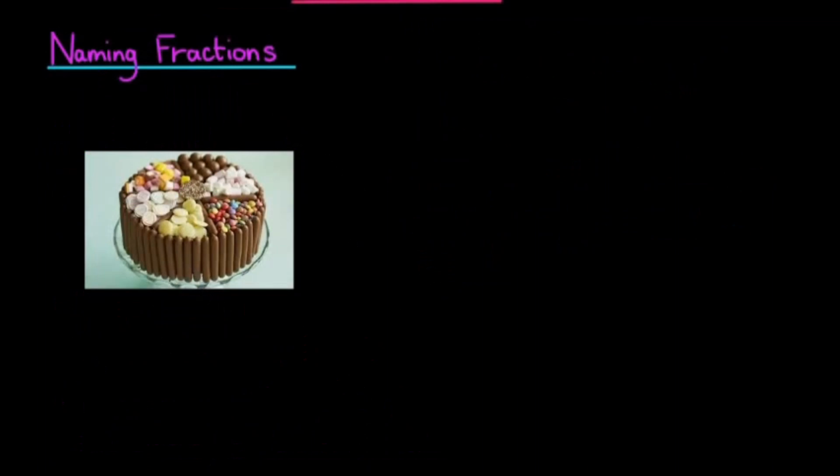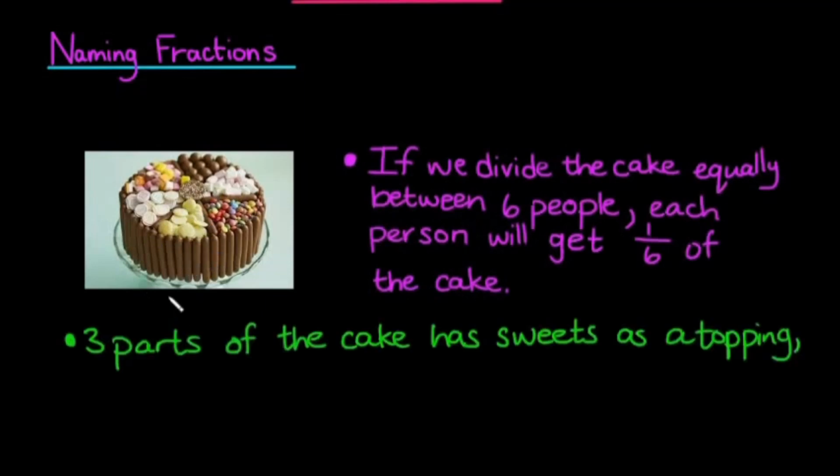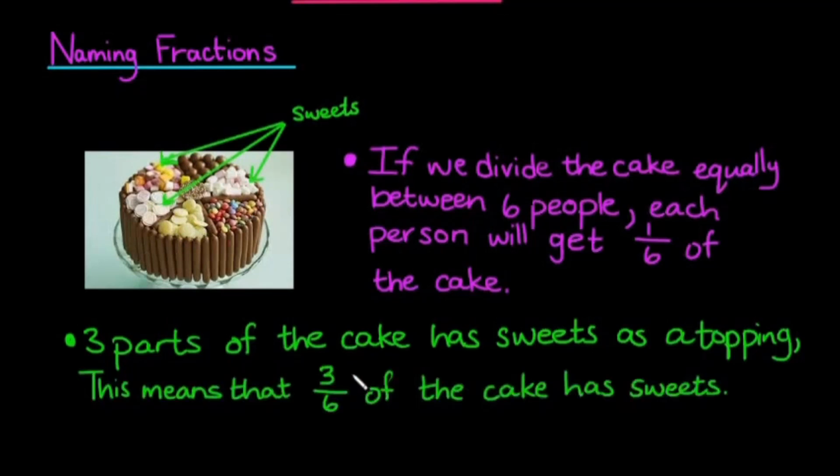So we can see that we have this cake over here. If we divide the cake equally between 6 people, we get 1/6 of a cake. And 3 parts of the cake's toppings are sweets. And you can see I've highlighted them there. This means that 3/6 of the cake has sweets, which means that 3/6 will have sweets as a topping.